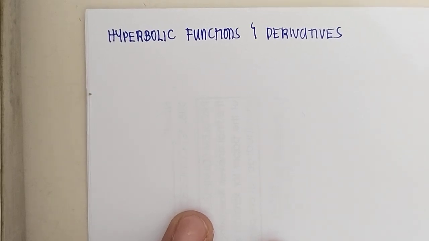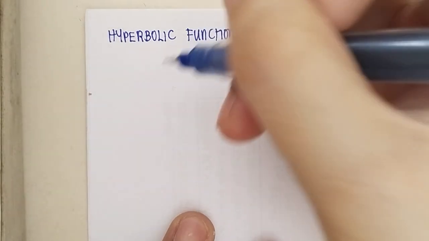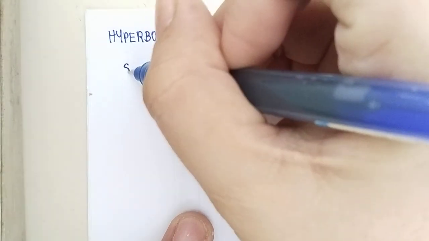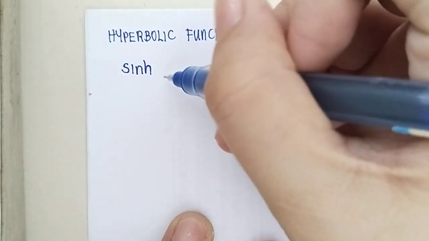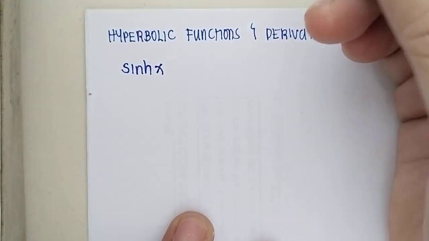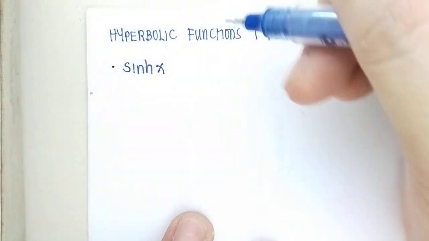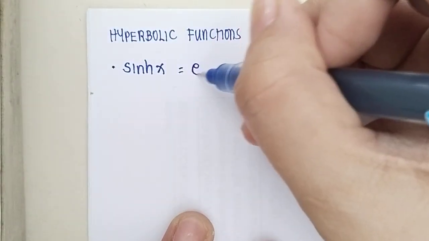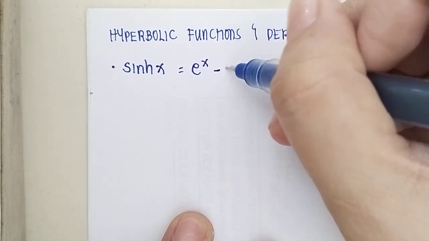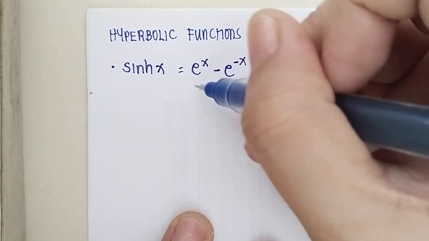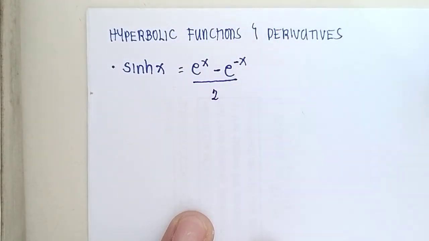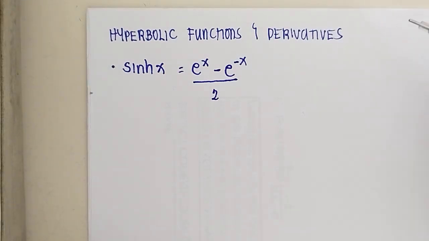Good day. So the last topic for our finals, for our midterm, will be the hyperbolic functions and their derivatives. So we have six hyperbolic functions. This is the first one. We have the hyperbolic sine of, let's say, a given angle x. Class, please take note that this is equivalent to e raised to x minus e raised to negative x all over 2. So, that's the hyperbolic sine.